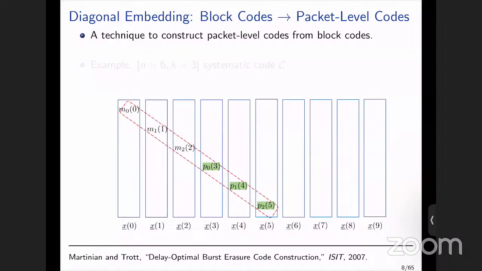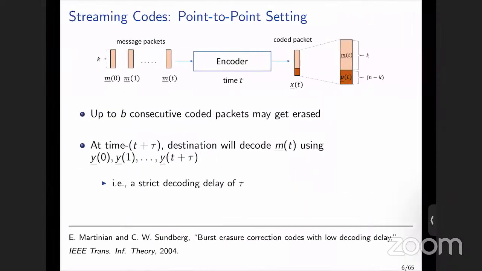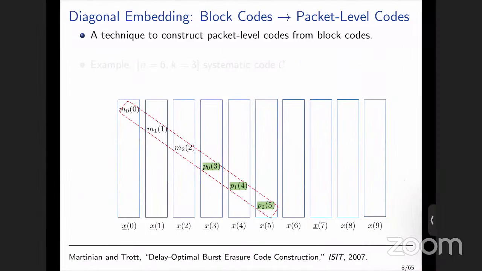The way usually streaming codes are constructed. So if you recall the streaming code setting, there's a stream of message packets coming in, right? M of 0, M of 1, M of t, like that. It's an infinite sequence of message packets coming in. And you need to produce coded packets on the fly, right? So X of t, which will be basically a message packet augmented with some parity bits, right? So it's not a block code setting per se. But luckily, there exists a technique to construct streaming codes using block codes.